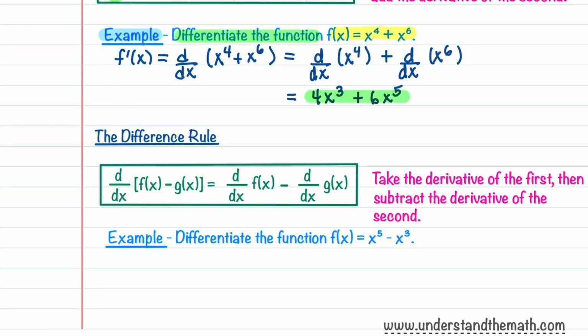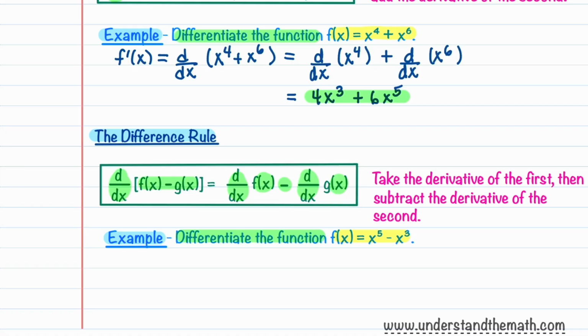Let's now look at our last rule. This is the difference rule. It's really similar to the sum rule. The difference rule tells us that when we are taking the derivative of two functions that are subtracted, all we have to do is take the derivative of the first and subtract the derivative of the second. Let's look at an example. We are going to differentiate the function f of x is equal to x to the fifth minus x cubed.